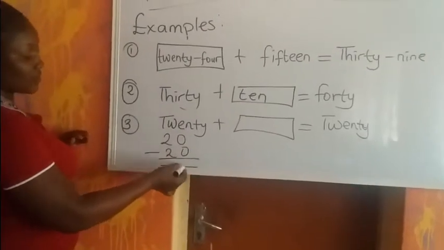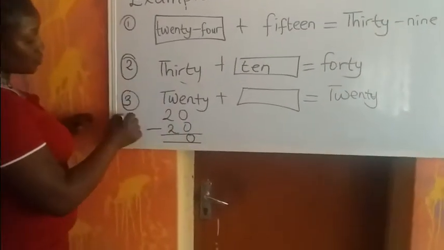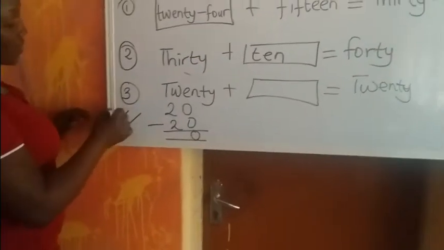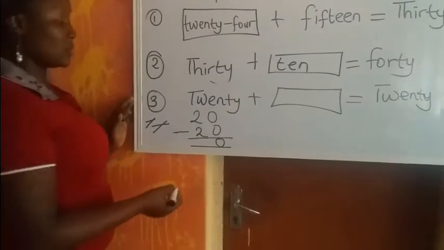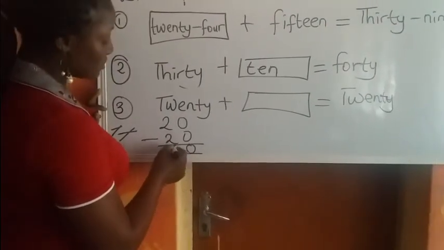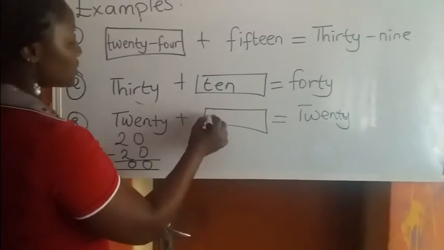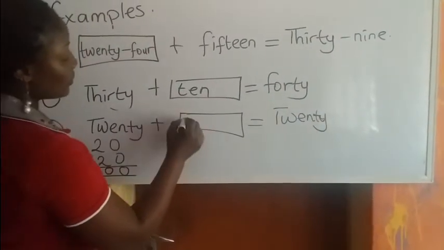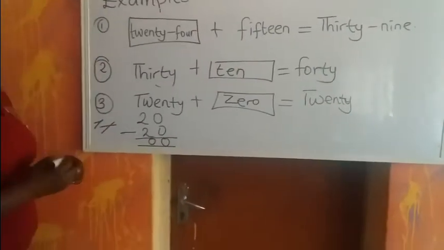0 minus 0 is 0. And you count your 2. 1, 2. 2 take away 2. 1, 2. You're left with nothing, which means your answer is still 0. So 20 minus 20 is still 0. And 20 plus 0 is 20.